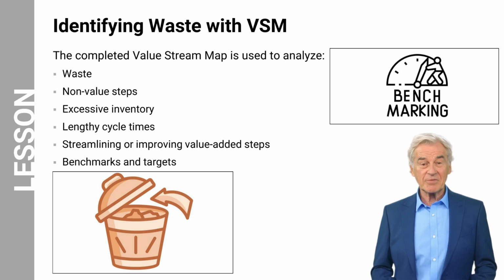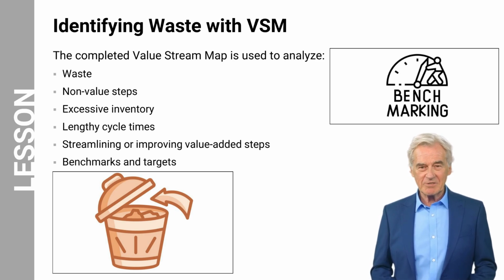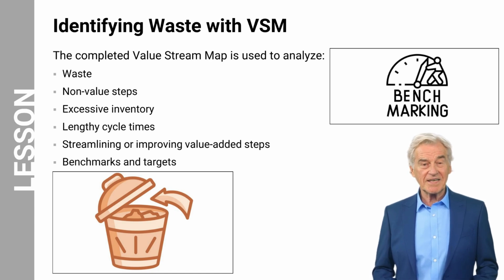The material flow map, information flow map, and timeline make up the completed value stream map. The VSM can now be analyzed for waste. Any non-value added steps, excessive inventory, and lengthy cycle times are improvement areas. Any value-added steps should be streamlined or improved. Analyzing the current state VSM also includes benchmarking and creating a target VSM.